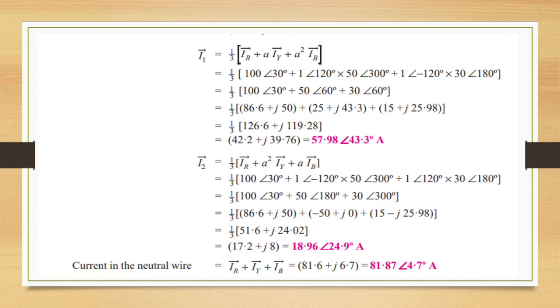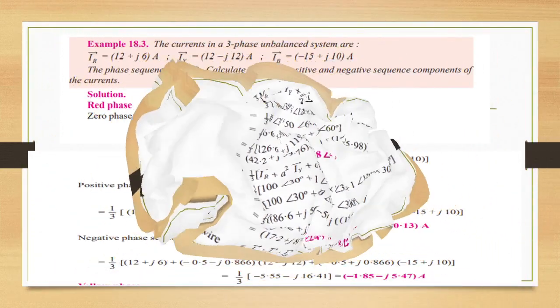Vector addition of all these currents, that is IR plus IY plus IB. That is in rectangular form we are getting the answer as 81.6 plus J 6.7, and in polar form it is 81.87 angle 4.7 degree ampere.